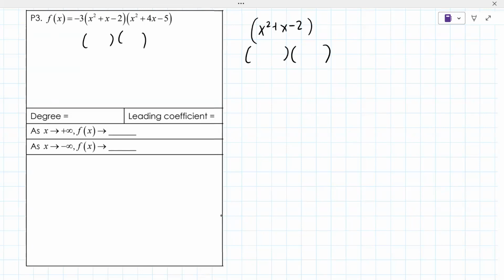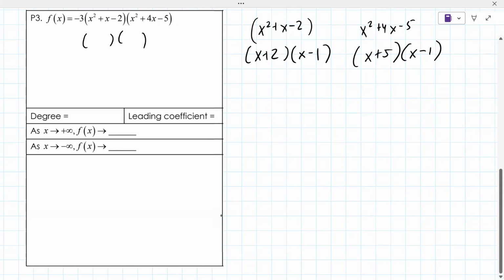When I factored the first one, x squared plus x minus 2, I got x plus 2 and x minus 1. Very good. And for the second one? For the second one, I got x minus 5 and x plus 1. For the second one, it's x plus 5, not minus 5. The reason is that 4 is positive, so it's got to be bigger. 5 plus -1 gets you to positive 4. So that's good. That gets you all the zeros.